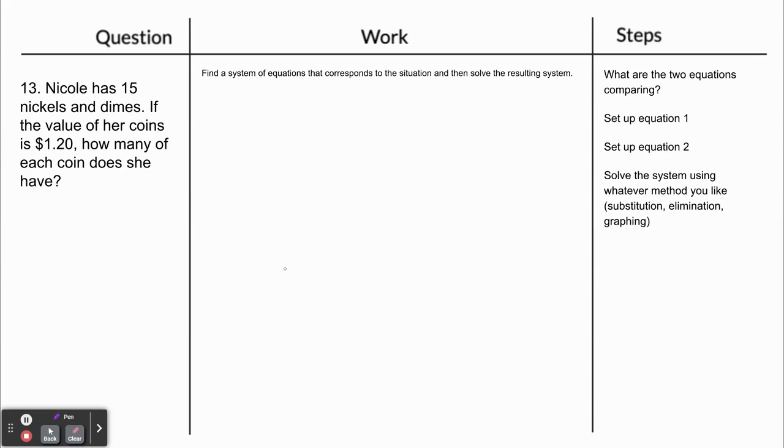So first thing I have to do is figure out what I am comparing. In this case, I am comparing nickels and dimes, and these represent the number of nickels and dimes. So X represents nickels, Y represents dimes. Now I'm going to create my equation and then solve it.